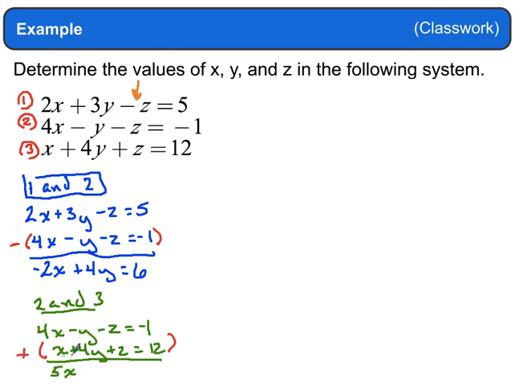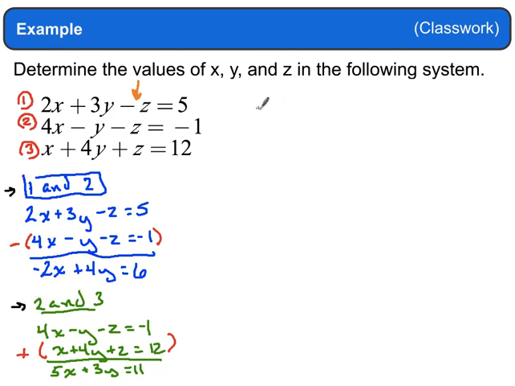Negative 1y plus 4y is 3y. And then negative z plus positive z is 0. That cancels, which is what we want. And then negative 1 plus 12 is equal to 11. Now again, this was our goal. Our goal was to eliminate all the z variables. We did that by combining the first 2 equations and then combining the second 2 equations.